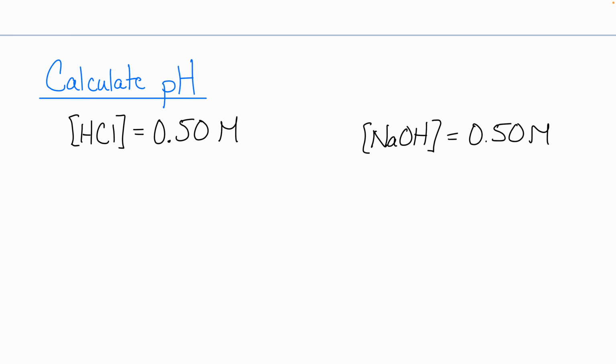I'm going to give you guys a few minutes, see if you can't calculate the pH of these two solutions. One with a concentration of hydrochloric acid equal to 0.5 molar, and the other sodium hydroxide equal to 0.5 molar. All right, what are the pH of these two solutions here?